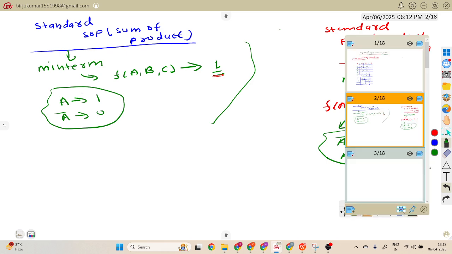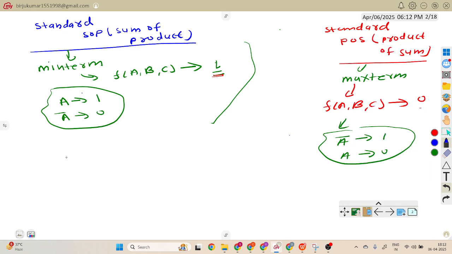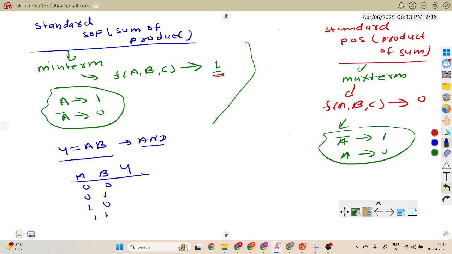Let me give an example. Do you know the expression Y is AB? Then definitely you already know that this is the AND gate. In the case of the min term, if you see the logical expression AB, that is 0 0, 0 1, 1 0 and 1 1. You already know the truth table of the AND gate: 0 0 and 0. If both the inputs are 1, then the output is 1.